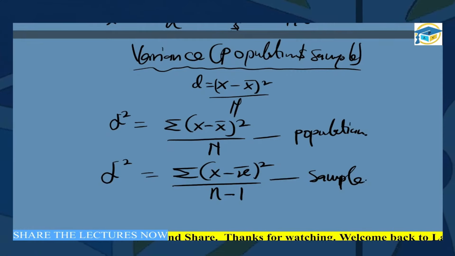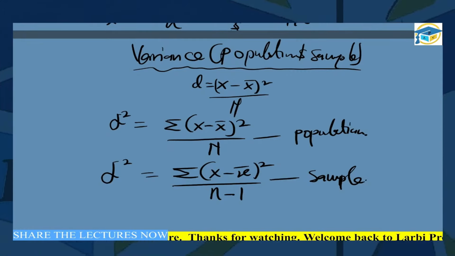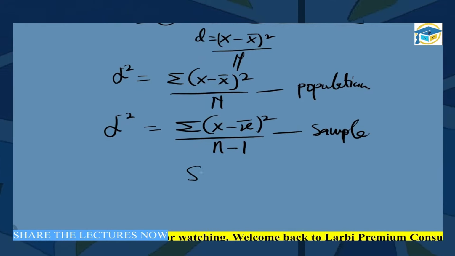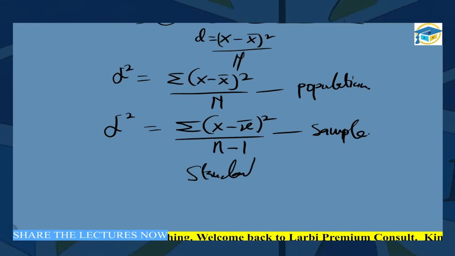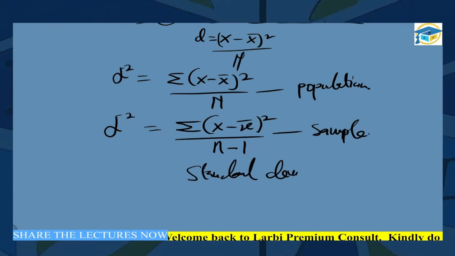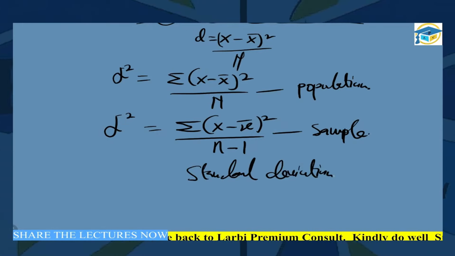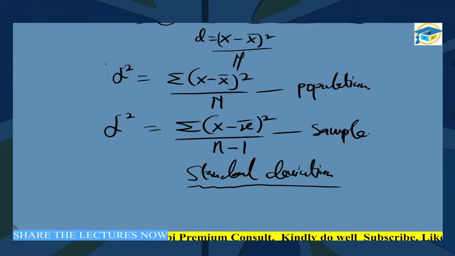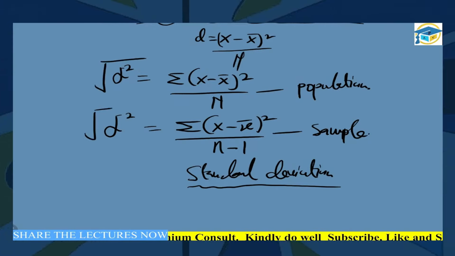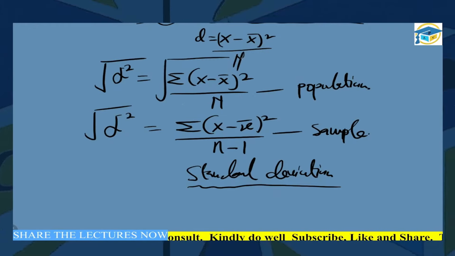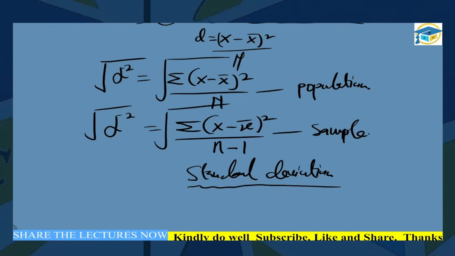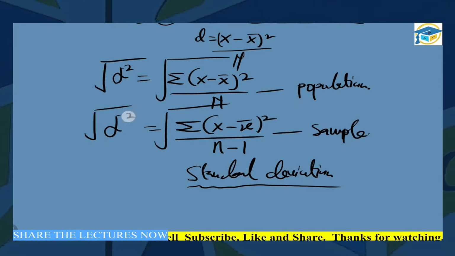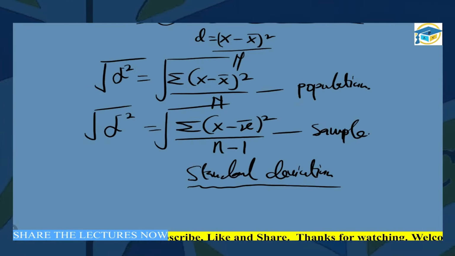It's actually the positive square root of the variance. So for me to get my standard deviation, using the same formula for variance, I will have to take the square root of the variance. So when you take the square root of the variance, this square will cancel this square, and this also will cancel this, for population and then sample.